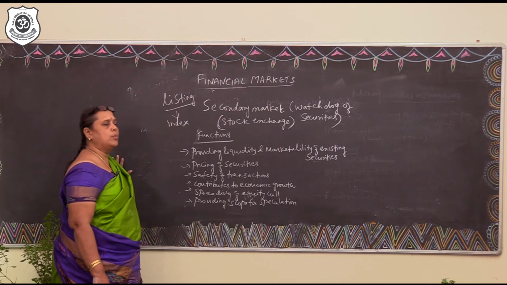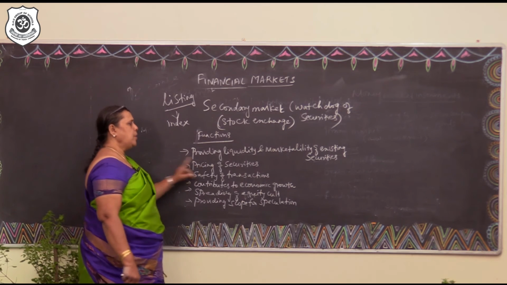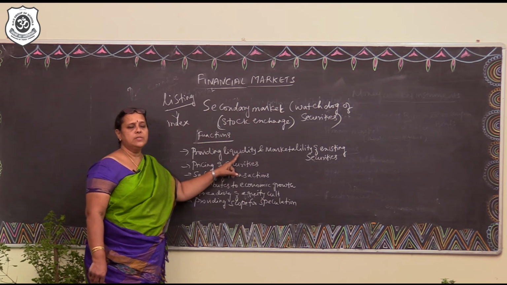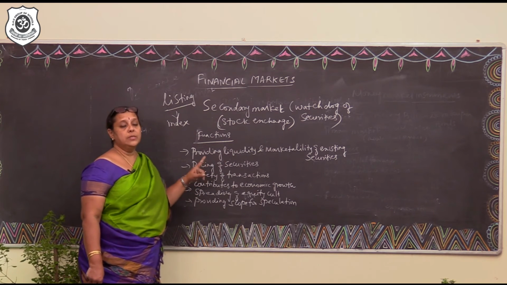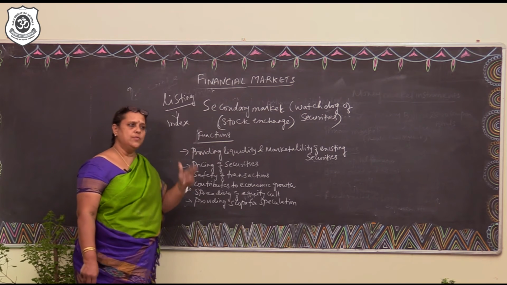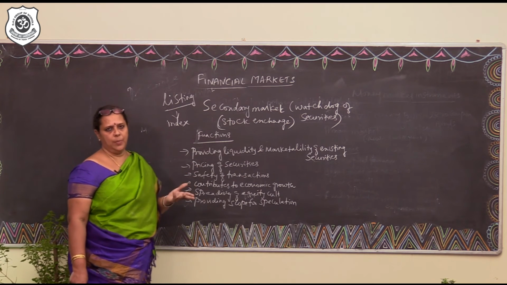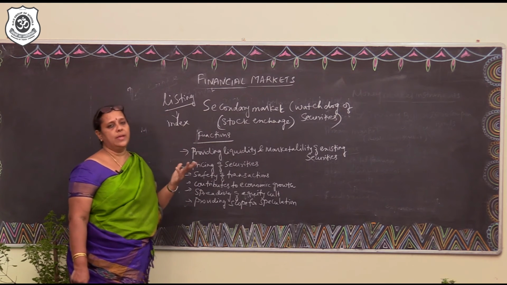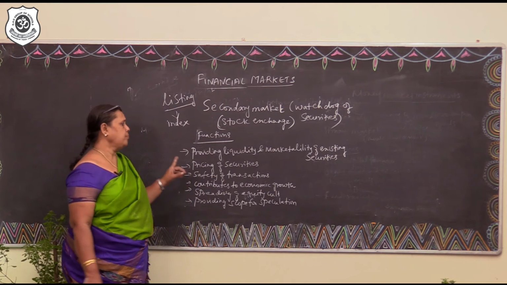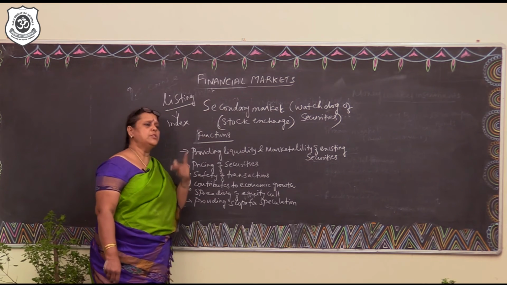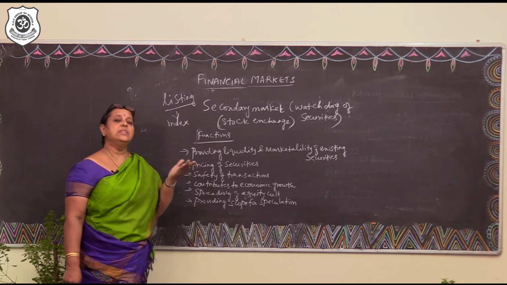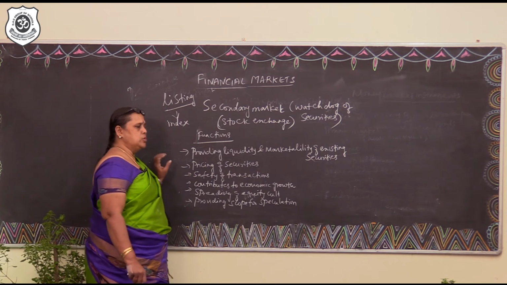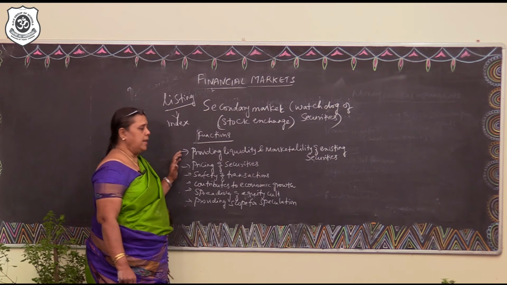Now, what are the functions performed by a stock exchange? Number one, providing liquidity and marketability for the existing securities. Investors purchase and sell securities, by which investment and reinvestment takes place. By which liquidity and greater marketability for the existing securities take place. Now, when investment and reinvestment take place, the value of securities increases. So the investor gets the best price for the security. So ideal pricing for securities takes place.